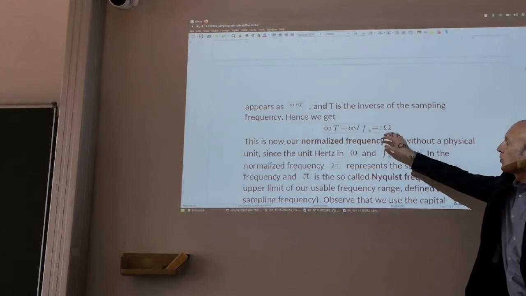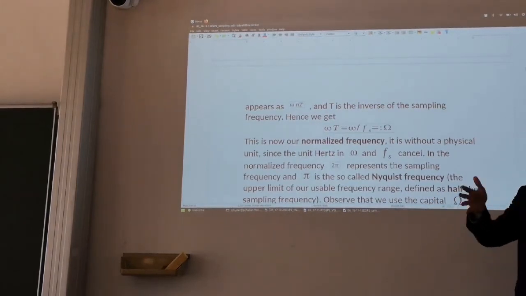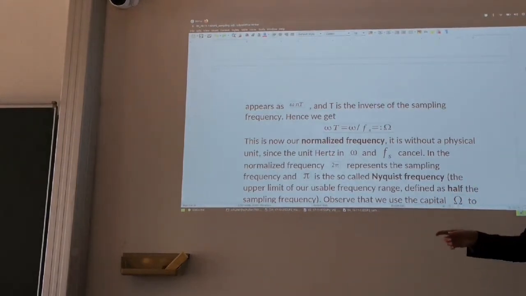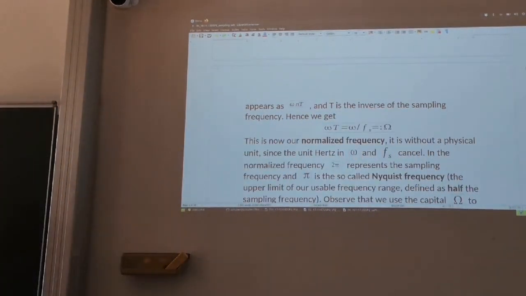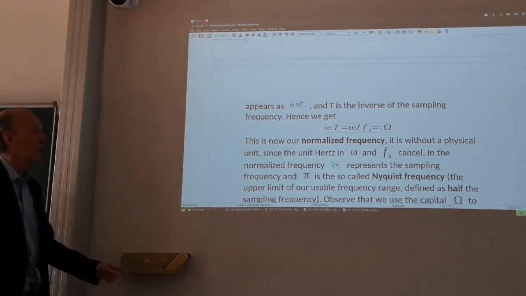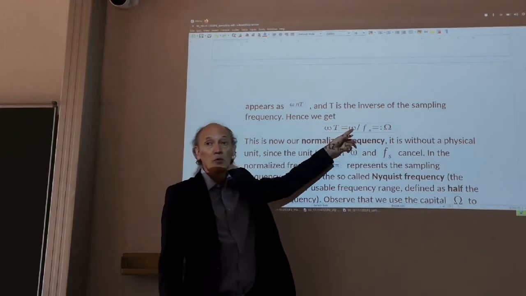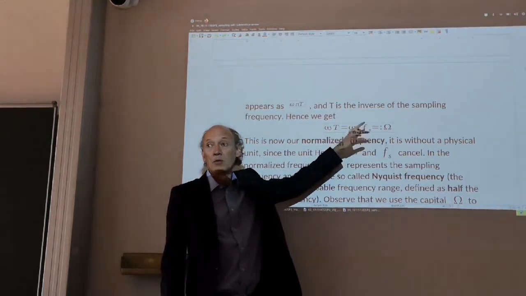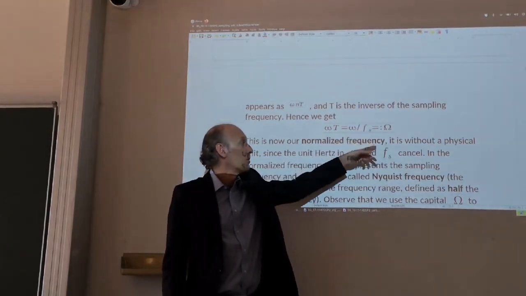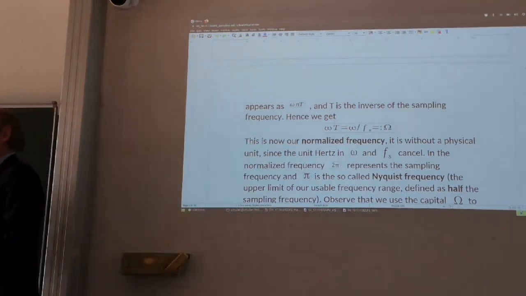And this is an important point, because as soon as we do sampling, it makes sense to go from our traditional frequency to a normalized frequency, normalized by the sampling frequency. So basically this also gets rid of any physical units. Right? So for instance, if omega has the unit hertz, Fs also has the unit hertz, so the units cancel. So normalized frequency is a unitless number. It has no unit.